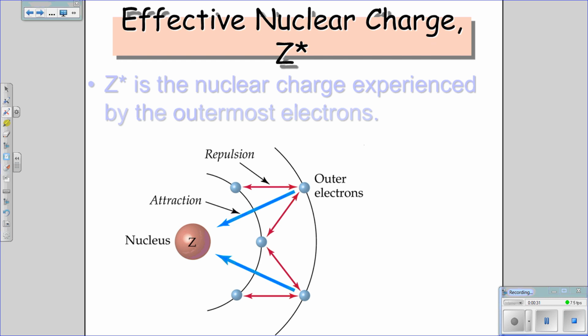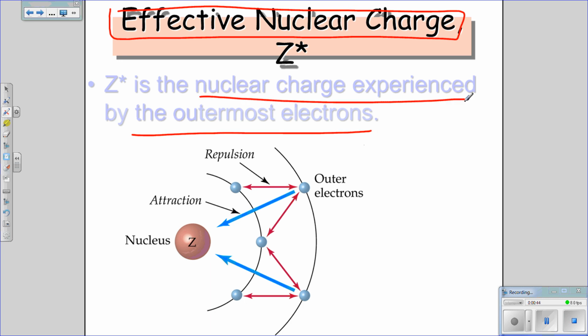The key thing that basically dictates what that trend is going to be is what's called effective nuclear charge. The effective nuclear charge, or Z, is the nuclear charge experienced by the outermost electrons. You see the definition right there. That's what effective nuclear charge is. So what that means is the more protons you have in the nucleus, the greater the pull on the outer electrons, because the increased number of protons will mean the atomic cloud or electron cloud will get smaller.